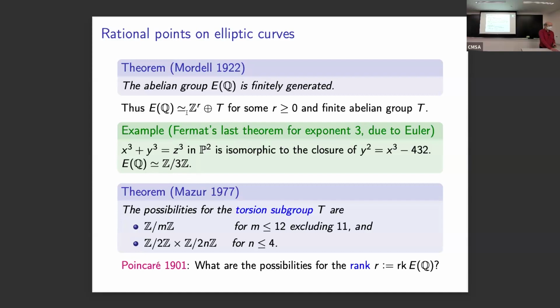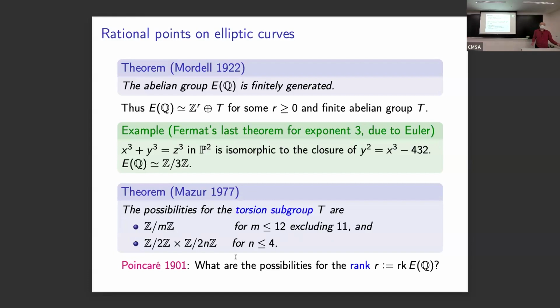Now the questions are, can you understand how this rank and how the torsion subgroup behave for elliptic curves? What are the possibilities? For the torsion subgroup, it's a famous theorem of Barry Mazur from 1977 that there are only a handful of possibilities. There are only 15 possible groups that it could be, and so it's either a cyclic group of order less than 12, and not cyclic of order 11, or else it's one of these groups.